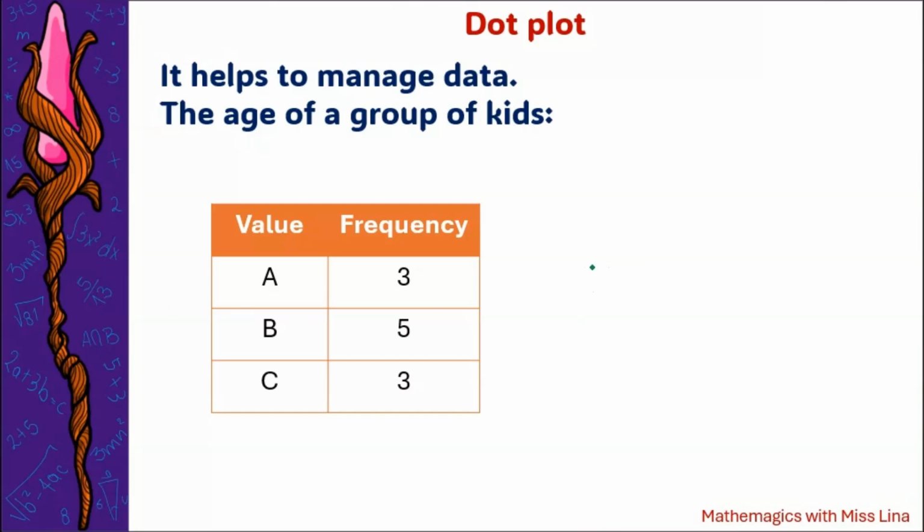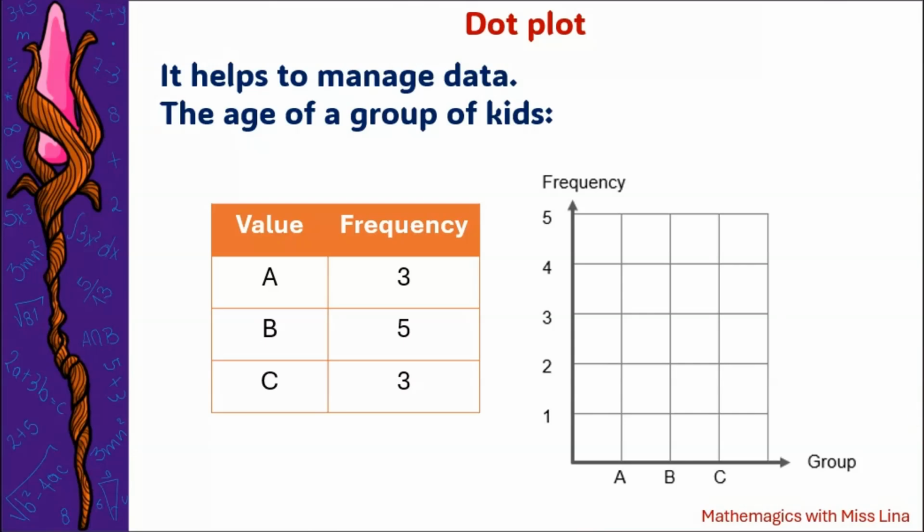Okay, let's see. In this case, again, we are going to have the values in the horizontal axis, in this case the groups of the kids, A, B, and C. And in the vertical axis, remember, we have the frequency. So we need a graph like this one. In the horizontal, A, B, and C. And in the vertical, the biggest frequency that we have is 5.